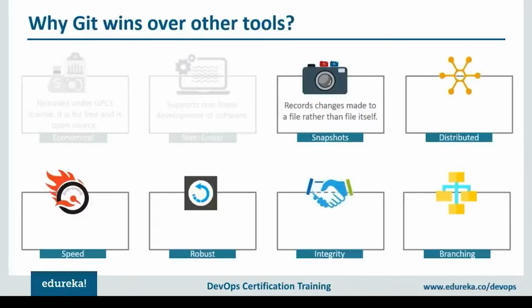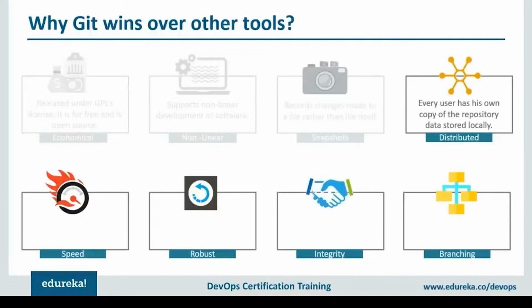Next, coming up in the list, we have Git providing the concept of snapshots. Git records the changes made to the file rather than changing the file itself. So as I told you in the example before, if a web page was added and some photos were added in it, Git would maintain a snapshot of the photos that were added in the new web page. Now, after that, in the list, we have Git offering a distributed architecture. As Git is a distributed version control system, every user has their own copy of repository data stored locally. So no changes are made to the central repository unless and until they are pushed from the local repositories. So this is one of the biggest advantages of why Git wins over the other tools.